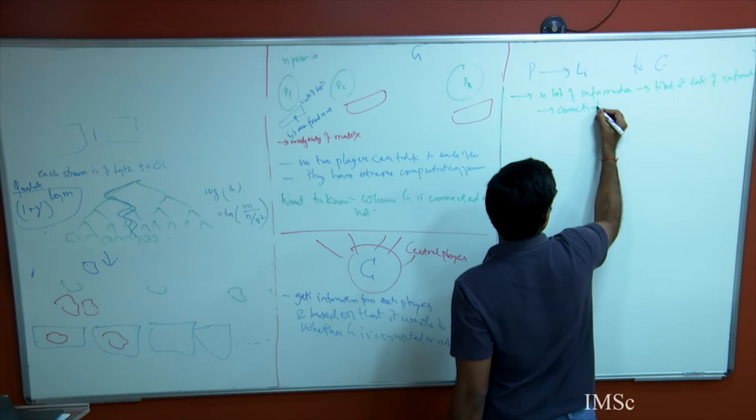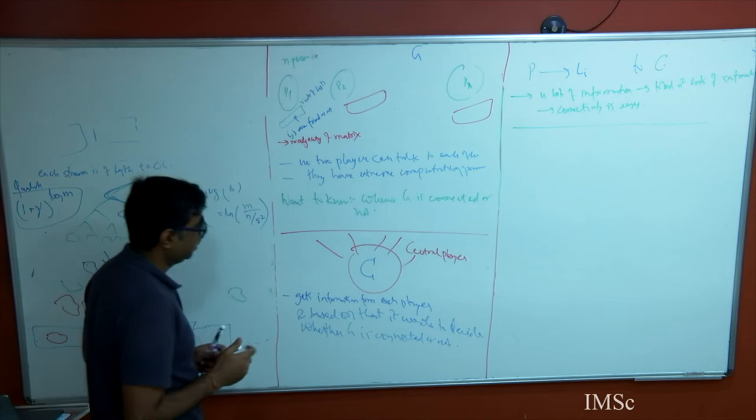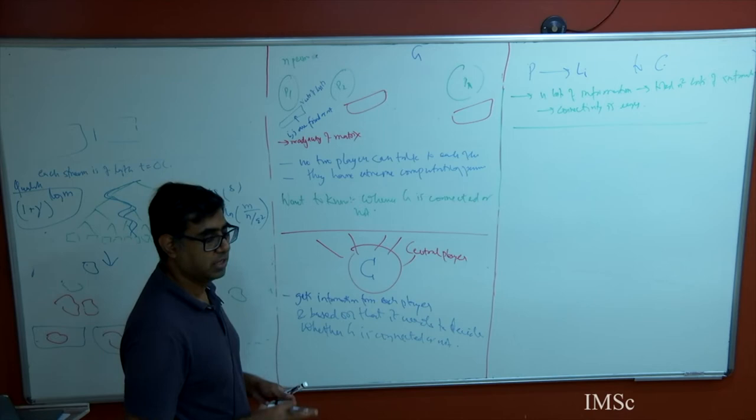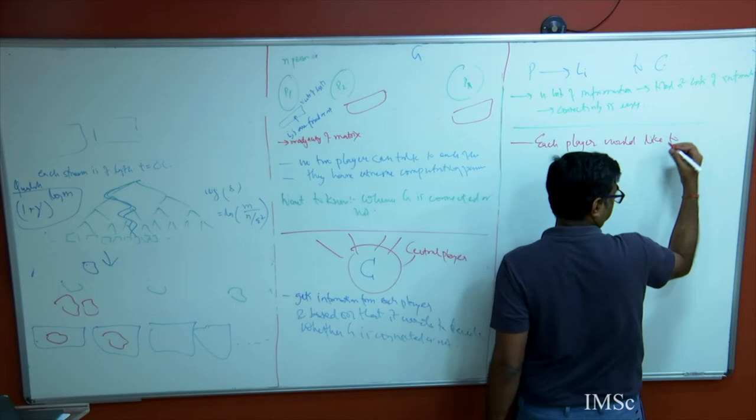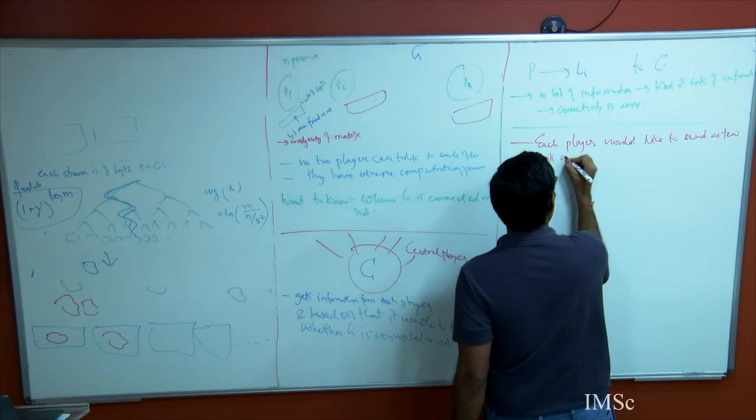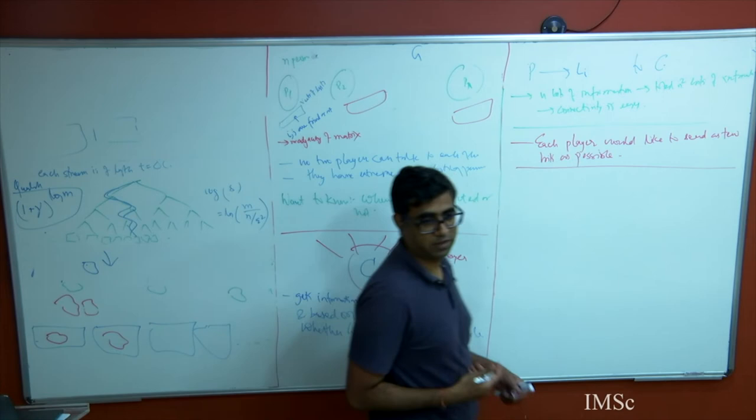Okay. What we would like to do is to reduce the amount of information we send to C. Each player would like to send very few bits. Each player would like to send as few bits as possible. Okay? So that's my goal.